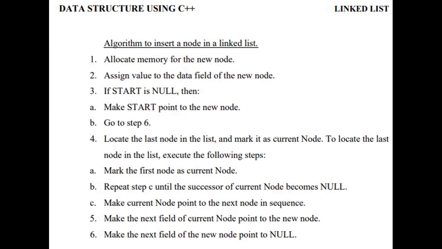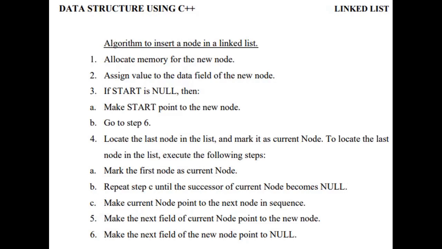We have two conditions: either the linked list has some data, or it doesn't have any data. If the start is null, the linked list doesn't contain any data, so we will add the data and the start will point to the new node. But if the linked list has some nodes, we have to link the new node to the linked list.